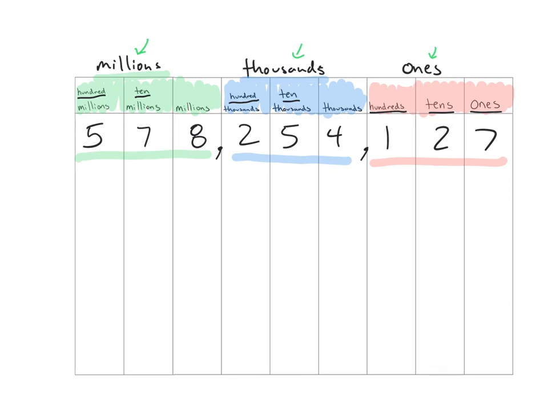So when we have a really good understanding of the names and the groupings of each of these, that helps us understand not only how to read these numbers, but also the different values of the digits in this large number.